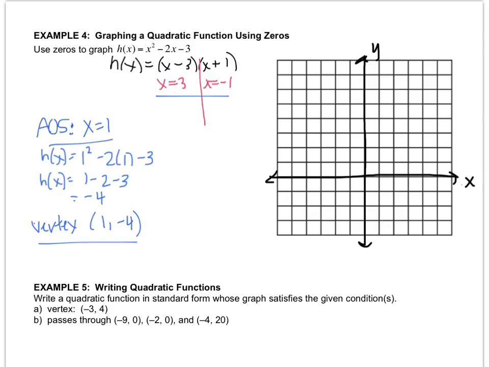So they're my axes. I know my intercepts are at 3 and -1. My axis of symmetry is at x equals 1. Notice it's right in the middle. And the vertex is at 1, -4. And connect. Ooh, that's bad.